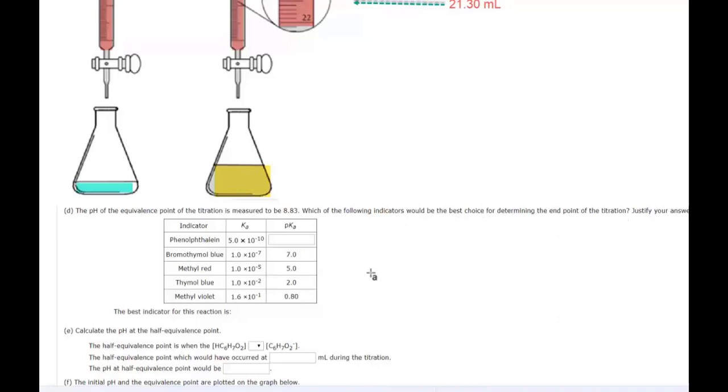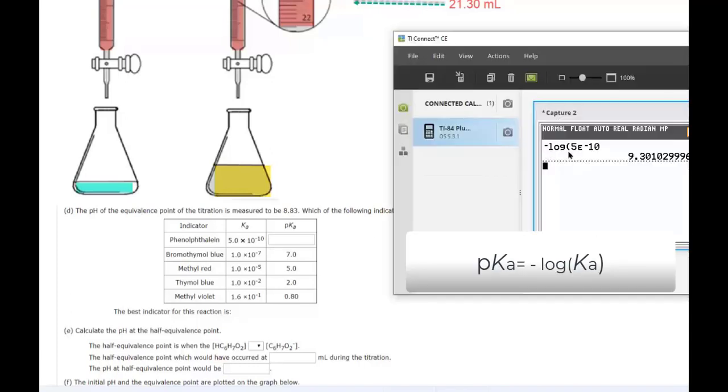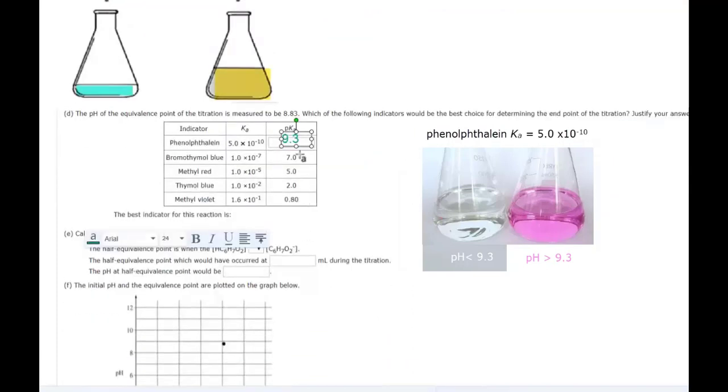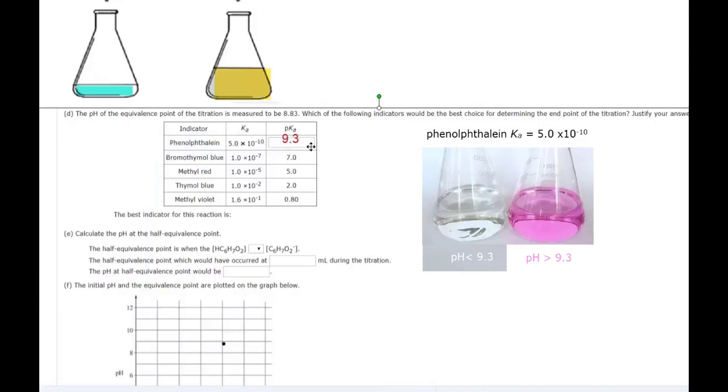Okay, rule: the pKa of the indicator tells you where the color is going to change. For phenolphthalein, the negative log of 5 times 10 to the negative 10 is 9.3. So we've got a 9.3 for a pKa. In fact, let me use the magenta on this because that's the color phenolphthalein changes to. It's got this just magnificent color, one of my favorites of all of chemistry.